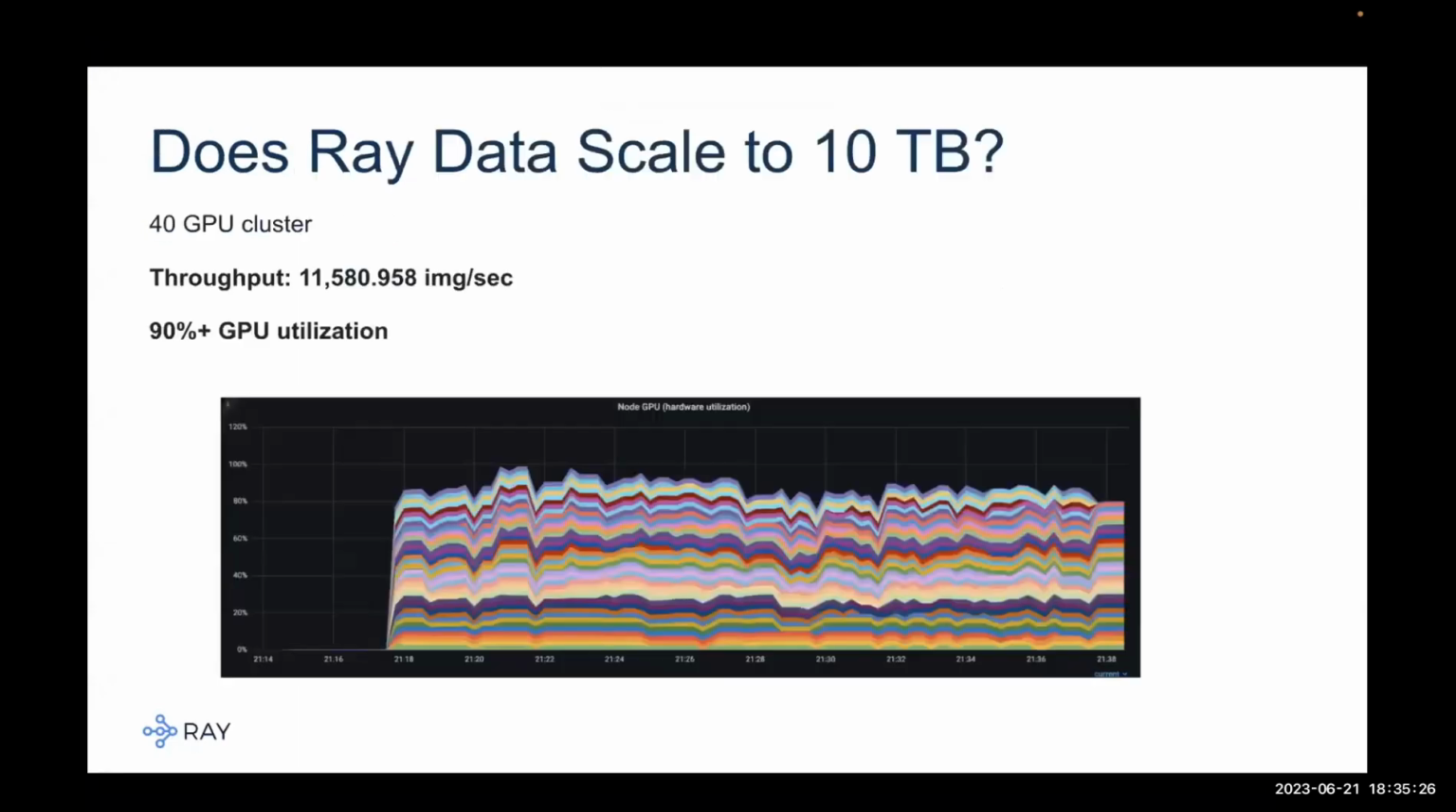Cool, so that was 300 gigabytes. The next question you're probably asking is, how does this scale beyond this, for very large data sizes? We've also tried this up to 10 terabytes of data. Here's a 40 GPU cluster running the same exact workload, and we're seeing a throughput of close to 11,500 images per second. Overall, the GPU utilization is over 90% throughout the entire run. So we're getting very good GPU saturation with Ray Data and good throughput, even though we're scaling up to 10 terabytes of data and a 40 GPU cluster.